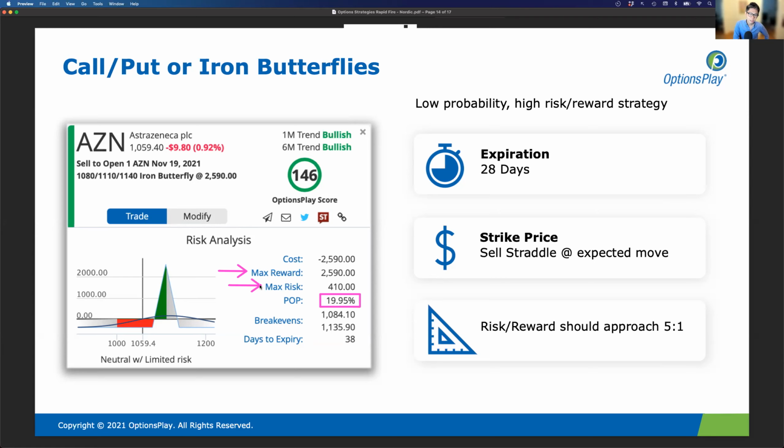So one of the things that we have found that works somewhat well with butterflies, but again, it's still very low probability of success, is to have the tip of the butterfly near the 1 standard deviation move. And this is because markets are pretty efficient at pricing how far a stock can move. So if you're bullish on a stock, the markets are pretty good at estimating how far the stock is going to move in that period of time.